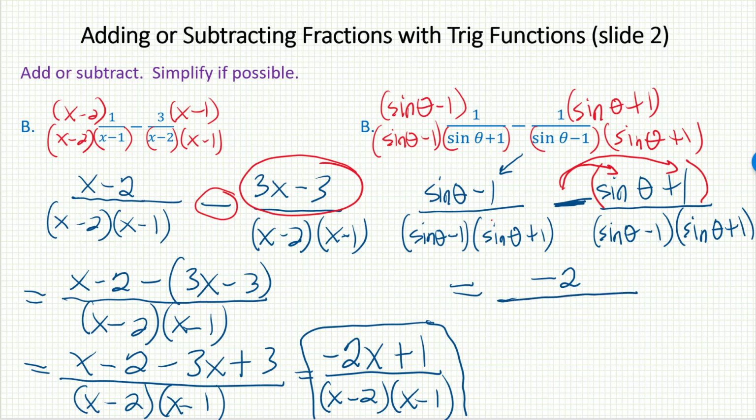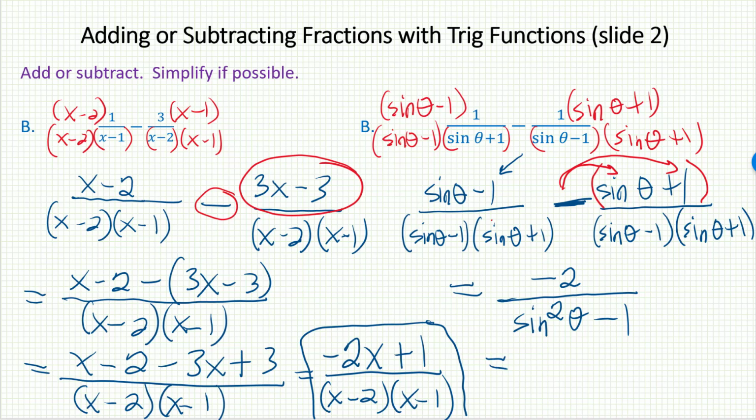On the bottom, I would often leave that factored out as it is now, but watch what happens if I multiply it together. It's a FOIL problem, but it's one of those nice FOIL problems. That's why I think I should try it. Sine theta times sine theta is sine squared theta. The middle terms cancel out because you get a plus sine theta and a minus sine theta. And then the last is minus 1.